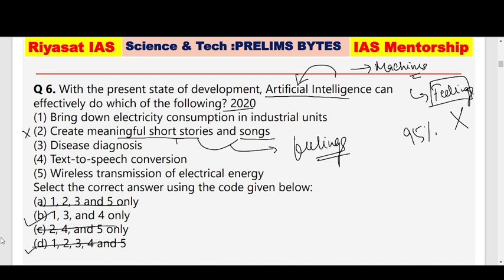So UPSC tricks you in this way. It will give you all the statements and all of them will look correct. Anyhow, you need to read each and every word very carefully and try to understand. Songs cannot be created. We can think of short stories, okay, but songs need feelings, right? How can they create? Absolutely not. Till now, no technology has come that can create feelings such as in songs or stories. So with this, we arrive at B as the answer.